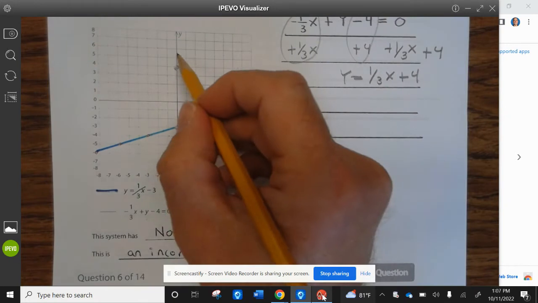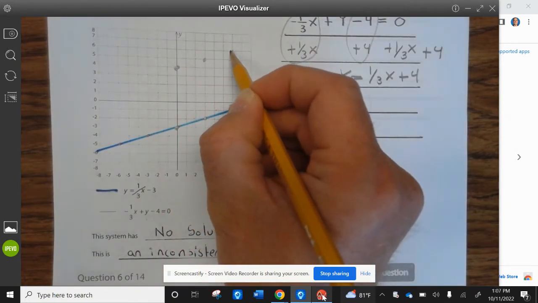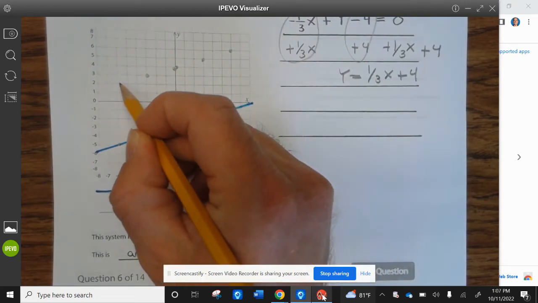And this tells us we go up 1, so at 1, 2, 3. And we can go down 1 to the left, 1, 2, 3.